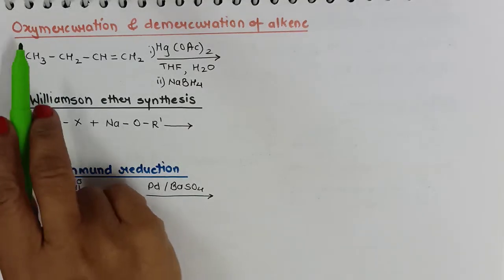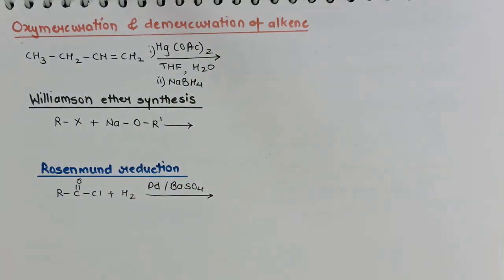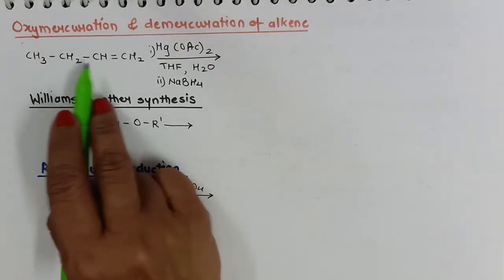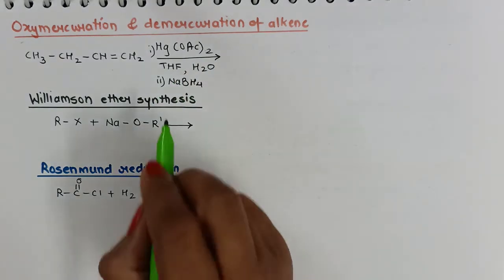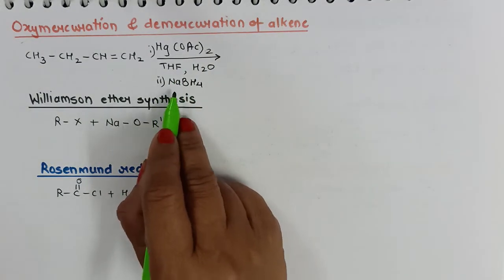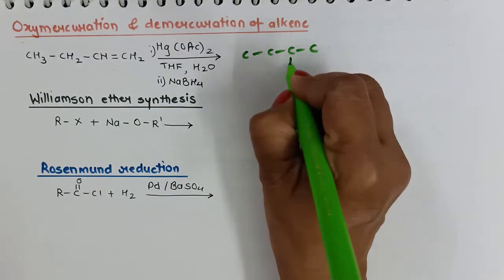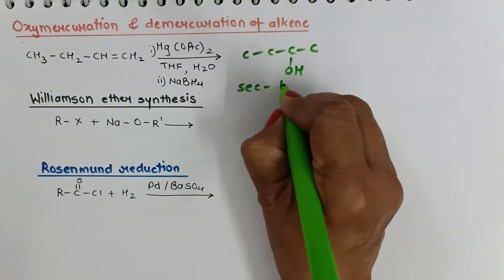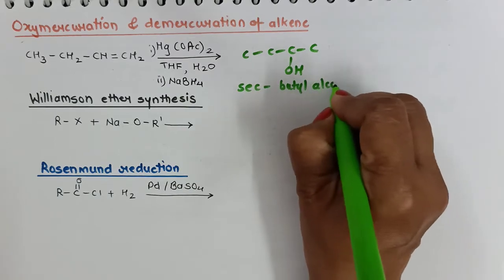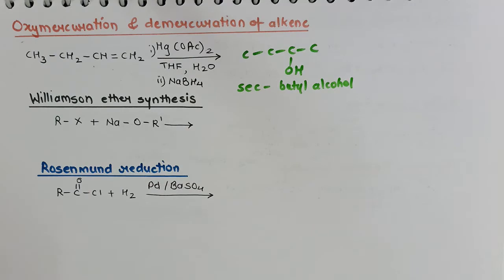The next reaction is called oxymercuration and demercuration of alkene. This is a method of preparation of secondary alcohols by using alkene. For example, when butene is treated with mercuric acetate in presence of tetrahydrofuran followed by the reduction with sodium borohydride, we will get secondary butyl alcohol. So in this reaction, basically alkenes are converted to 2-degree alcohols.